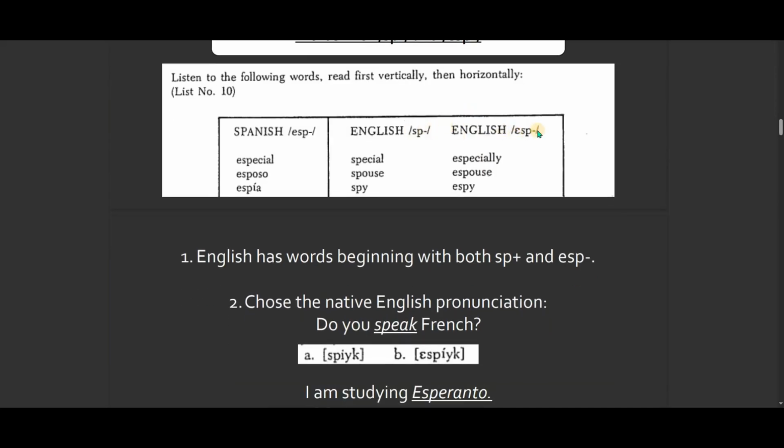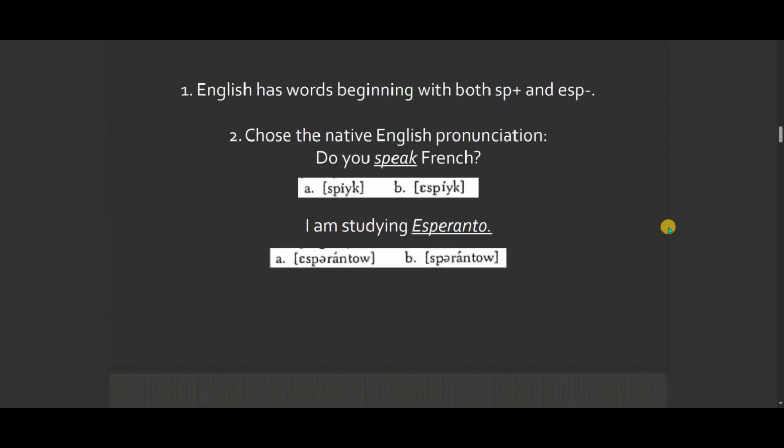Notice the phoneme symbol for ESP. There's a backward 3 followed by SP. And then we have SP for SP initial position. So, knowing that, do you speak French? Will it be speak or espeak? Of course, since we notice that it's only SP, it will be option A.